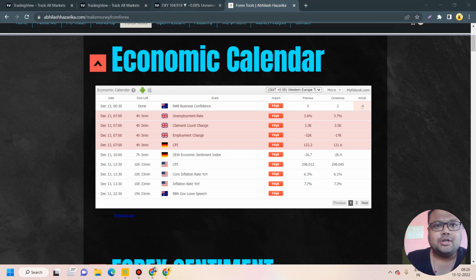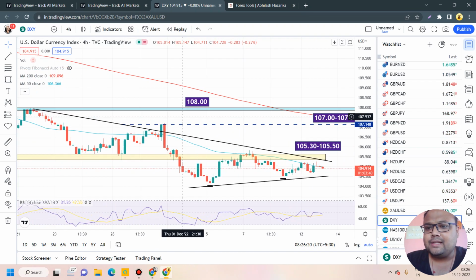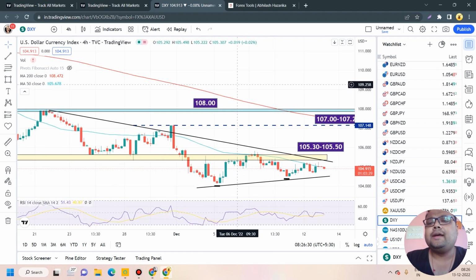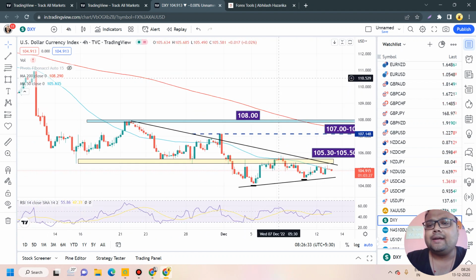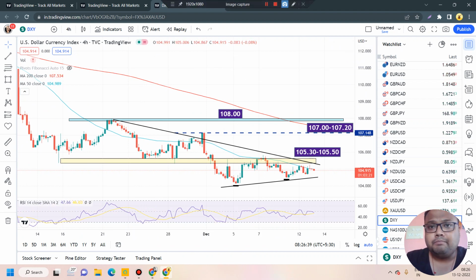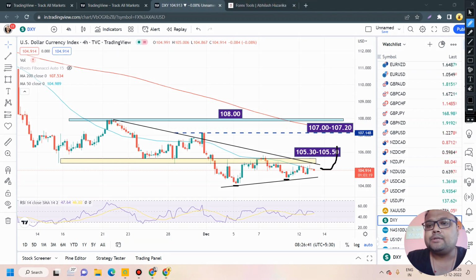And if we look at the chart of dollar here, DXY, you can see market is standing at 104.91. As I have already discussed in the video of gold, that we have a symmetrical triangle pattern. Market is forming a symmetrical triangle pattern on the chart of DXY. Symmetrical triangle pattern is considered as a bilateral pattern. Means we can see an upside as well as a downside. So there can be a breakout towards any side.